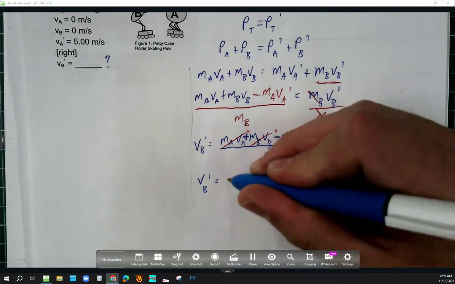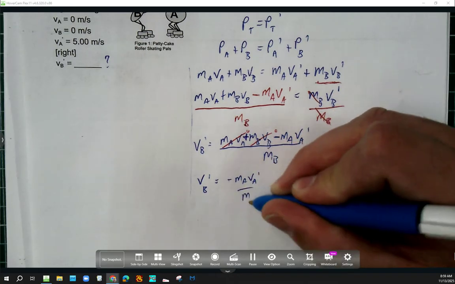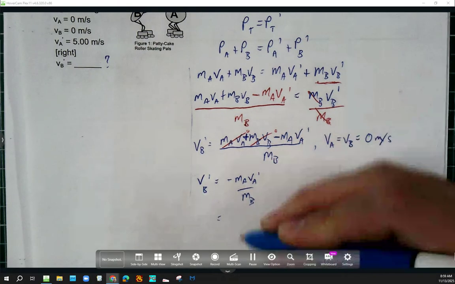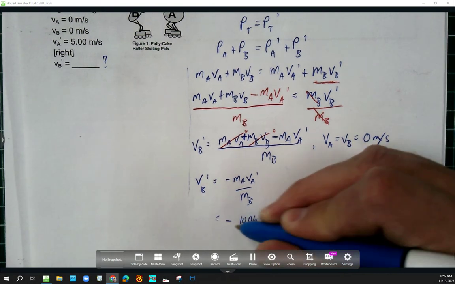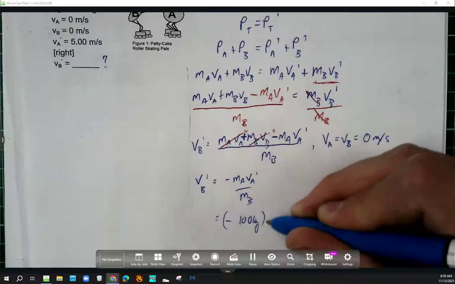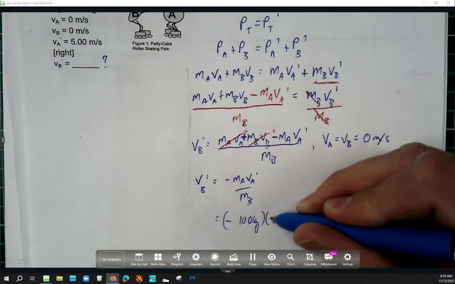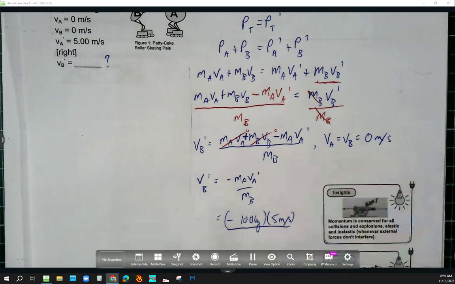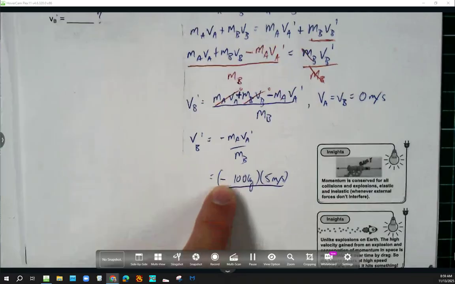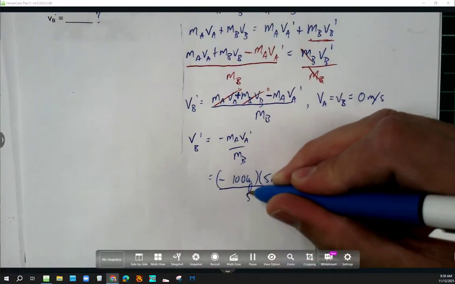So we got negative MA, VA primed over MB, and subbing in values, we end up getting negative of 100 kilograms times VA primed, which was 5 meters per second. This negative sign here is because of algebra, not because of reference frame, just to be clear. And then divided by MB, 50 kilograms.